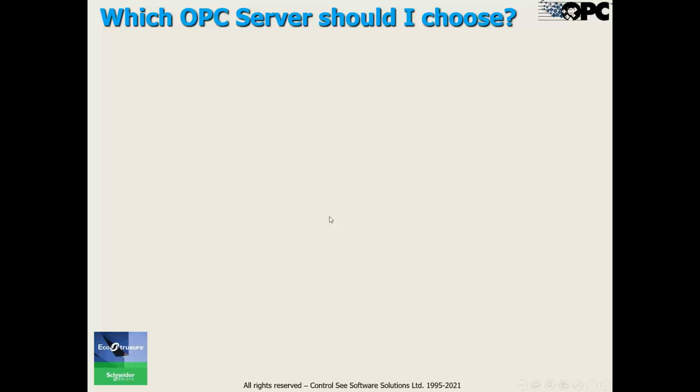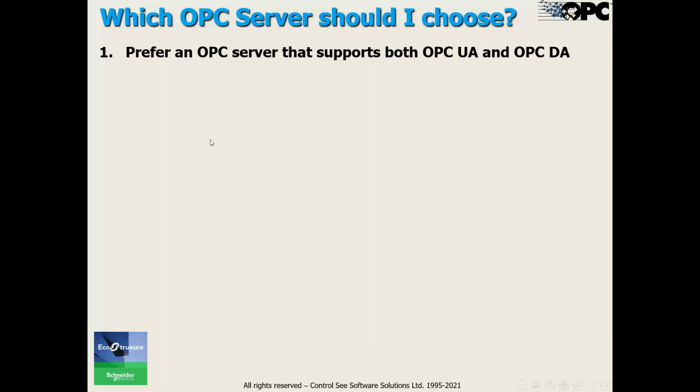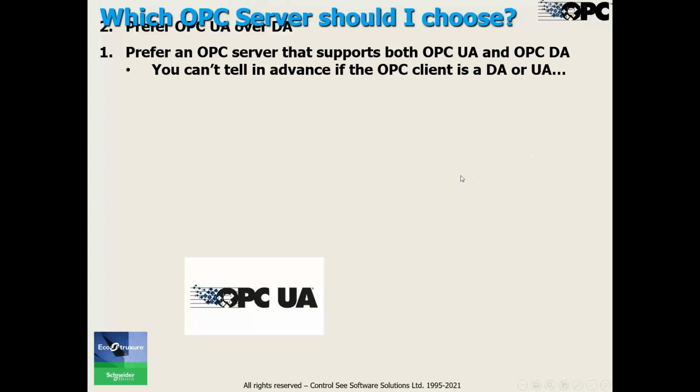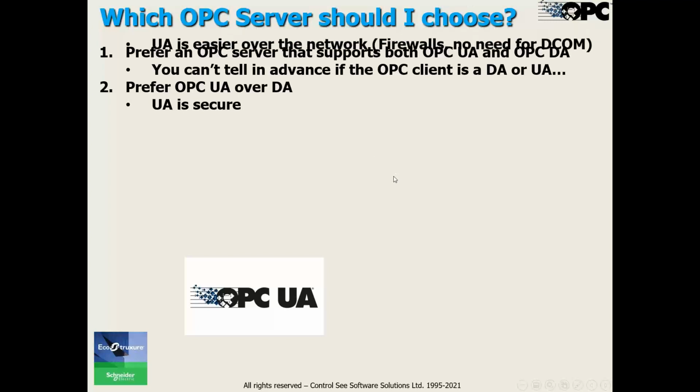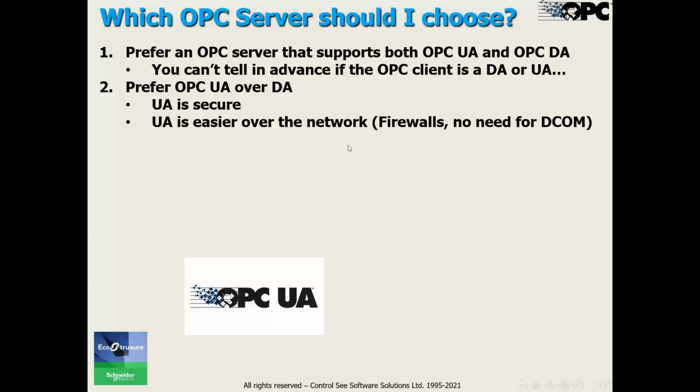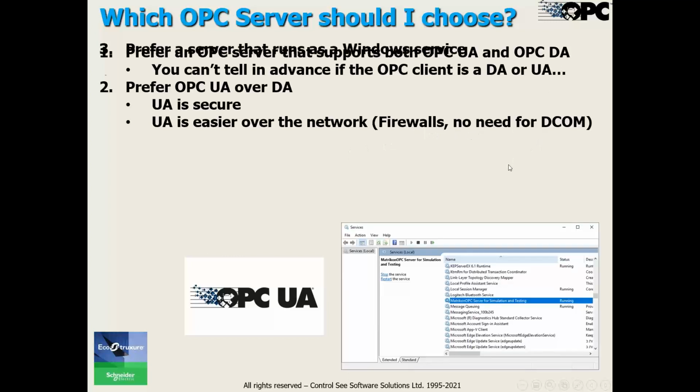Okay, so which OPC server should I choose? I would say that you should always prefer an OPC server that supports OPC DA and OPC UA, because you can't tell in advance if the OPC client is a DA client or a UA client. So if you choose an OPC server that supports both, you're covered. I would prefer an OPC server that supports UA, because UA is secure and DA is not. UA is easier over network, firewalls, no need for DCOM.